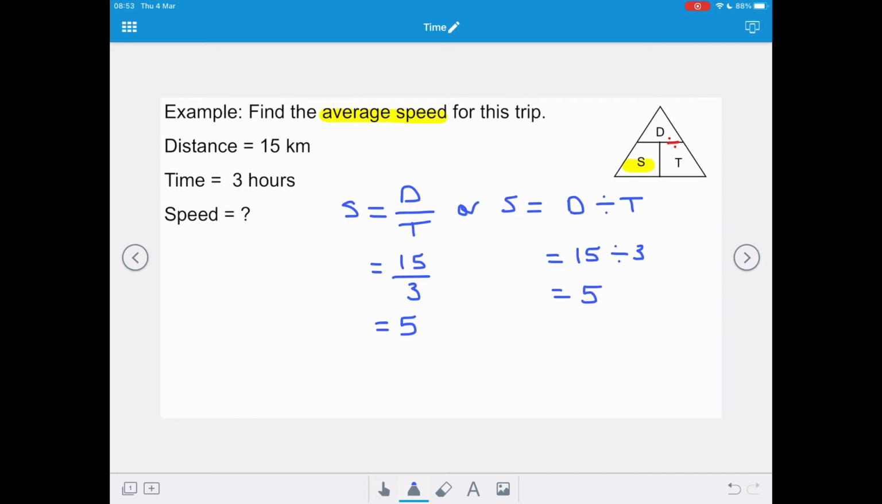Now we need to choose the correct unit for speed. You can see the distance is in kilometers and the time is in hours. So our speed is going to be kilometers, and then that's per the time. And our time's in hours, so our unit is going to be kilometers per hour. So the average speed for this trip is 5 kilometers per hour.